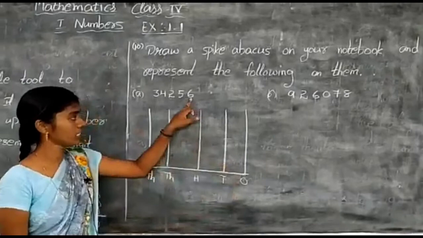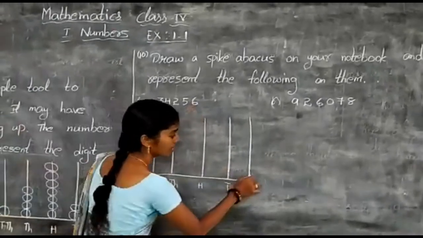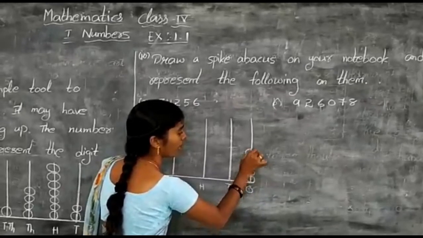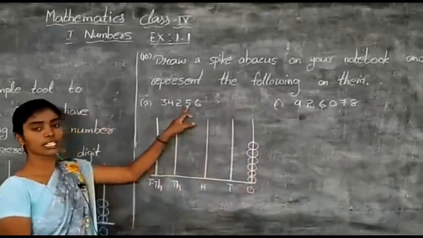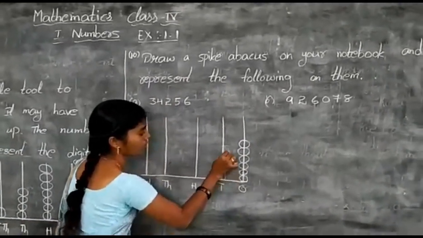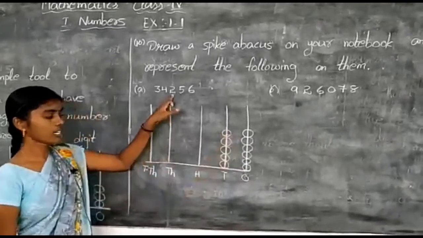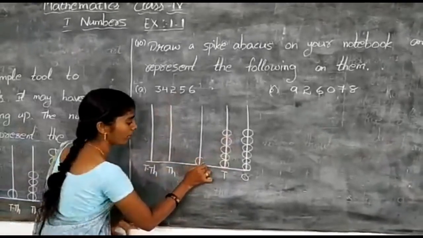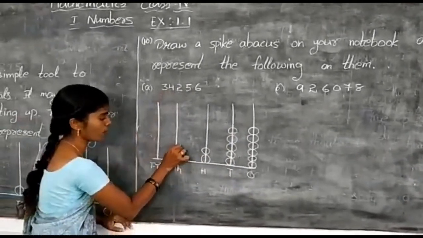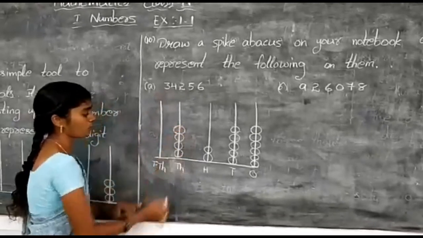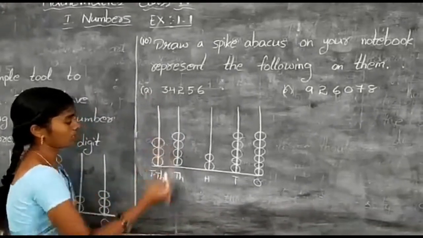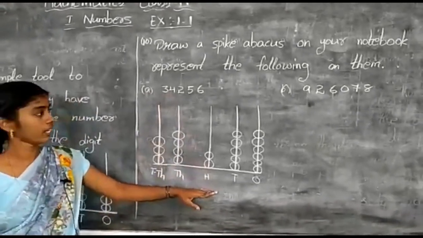Now in the ones place which digit is there? 6. So you have to draw 6 beads. 1, 2, 3, 4, 5, 6. Next, in the tens place it is 5. So draw 5 beads. 1, 2, 3, 4, 5. Next, in the hundreds place it is 2. So you should draw only 2 beads. Next, in the thousands place it is 4. So you have to draw 4 beads. 1, 2, 3, 4. In the 10,000s place it is 3. 1, 2, 3. Like this we have to draw the beads in your notebook.